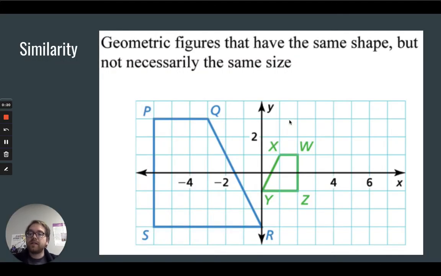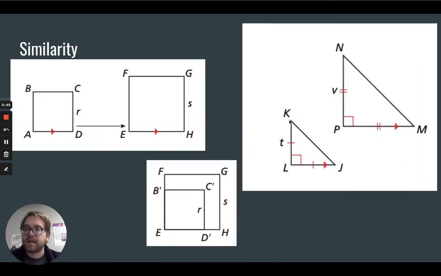Just to clarify again, similarity is when figures have the same shape but not necessarily the same size. As you see in this picture, these two trapezoids have the same shape of a trapezoid, but they're definitely not the same size. That's what it means for two things to be similar, because they are related in their shape but not necessarily their size.